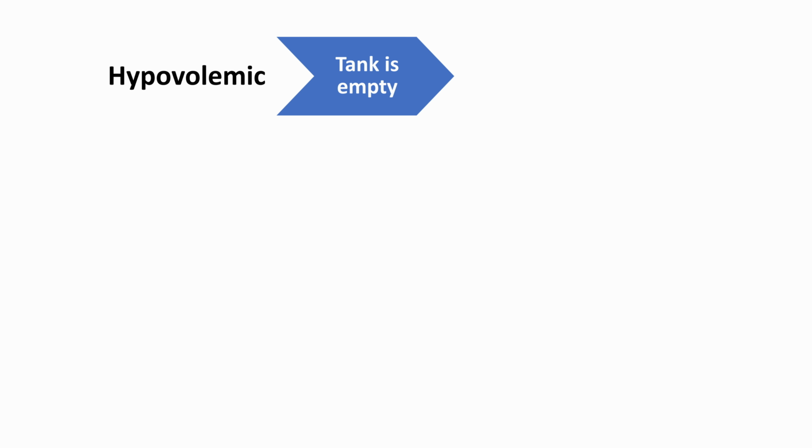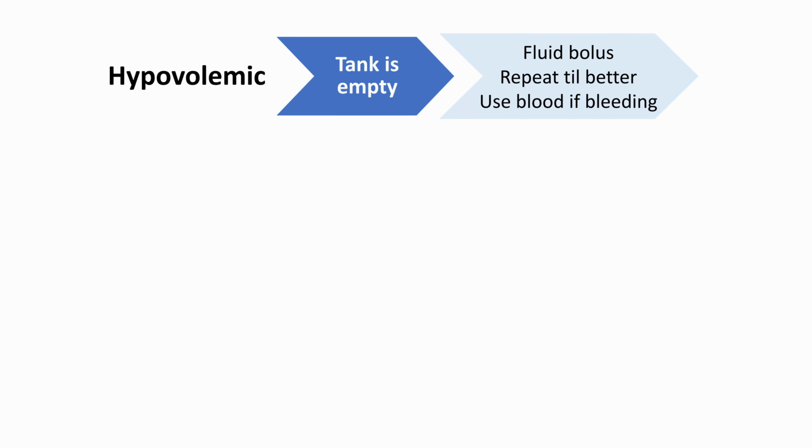Let's summarize the approach. Tank, pipes, pump. If the tank is empty, you have hypovolemic shock. This is a patient that looks dry and dehydrated, and the treatment is to fill the tank with IV fluids or blood products. Give IV fluids in boluses of 500 mils or 1 liter and reassess after every bolus. If you have evidence that the patient is bleeding, you need to stop the IV fluids and give blood products.